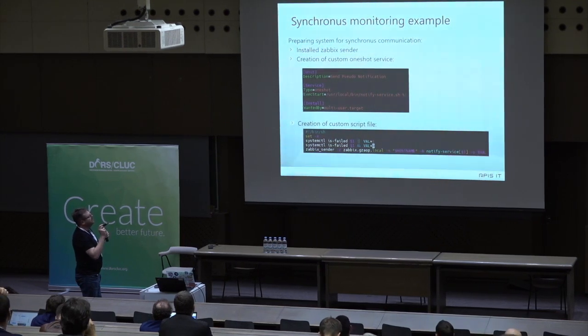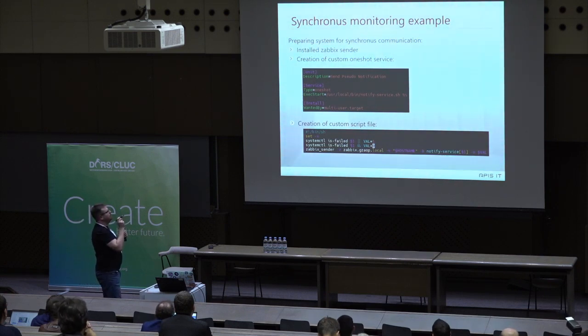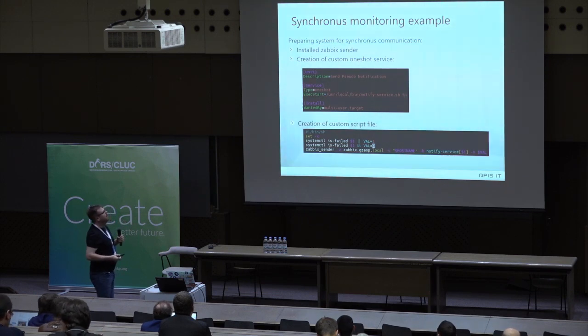This is an example of synchronous monitoring. We'll prepare the system with Zabbix sender installed, and we will create a custom one-shot service. When triggered, this custom service will trigger the execution of a custom script. The custom script will send to Zabbix, by Zabbix sender, whether our service is in state 0 or 1. It will send a value which will mean something to the Zabbix system.